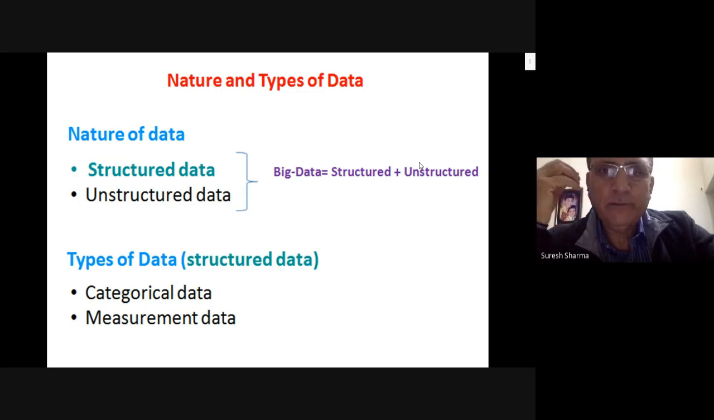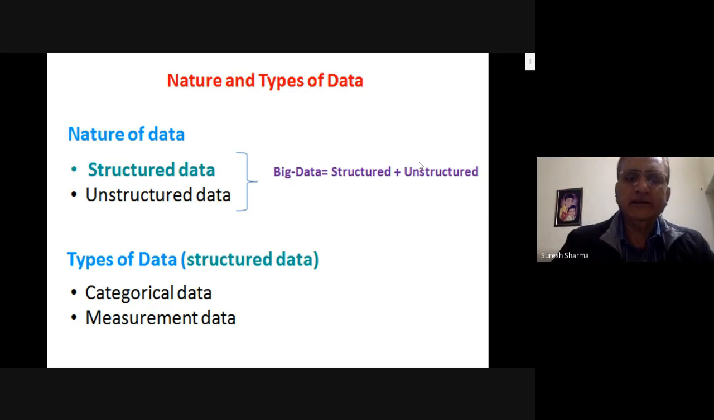And sometimes people also talk about big data. Big data is nothing but some part may be structured and some part may be unstructured. So this is what we mean by big data. But as I mentioned, in this entire workshop, we'll focus on structured data. And if you look at structured data, it is basically of two types. Either it is called categorical data or it's called measurement data.